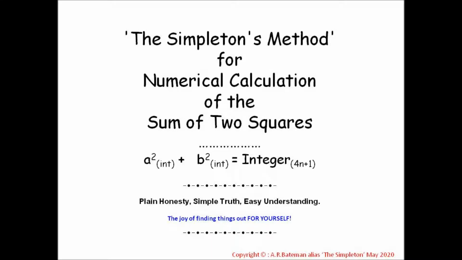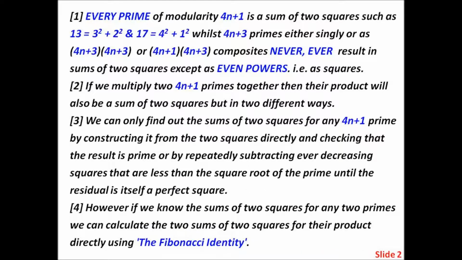The Simpleton's method for numerical calculation of the sum of two squares, which states that an integer a squared plus integer b squared is equal to an integer of modularity 4n plus 1. My motto? Plain honesty, simple truth, easy understanding, the joy of finding things out for yourself.